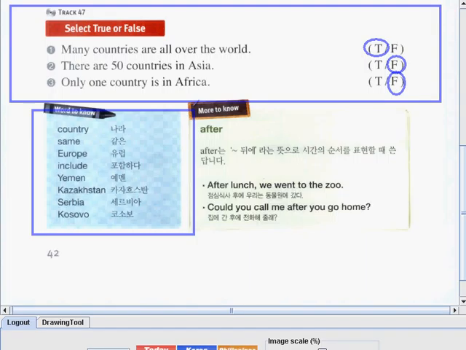Now let's study the word after. When we say after, that means behind in place or order, or at a later time than. Now let's use this word in a sentence. We can say, after lunch, we went to the zoo. Next, could you call me after you go home?